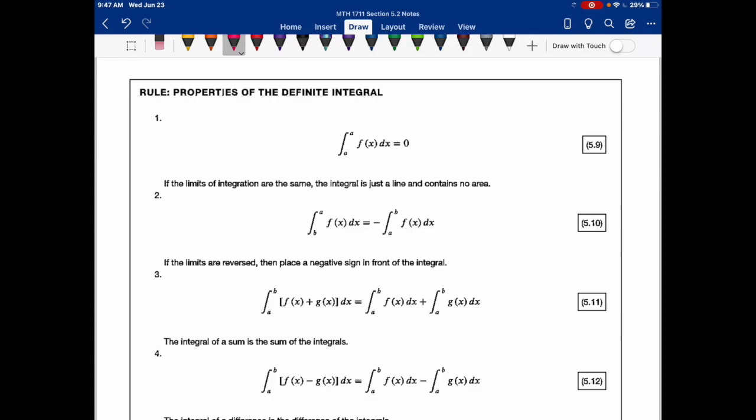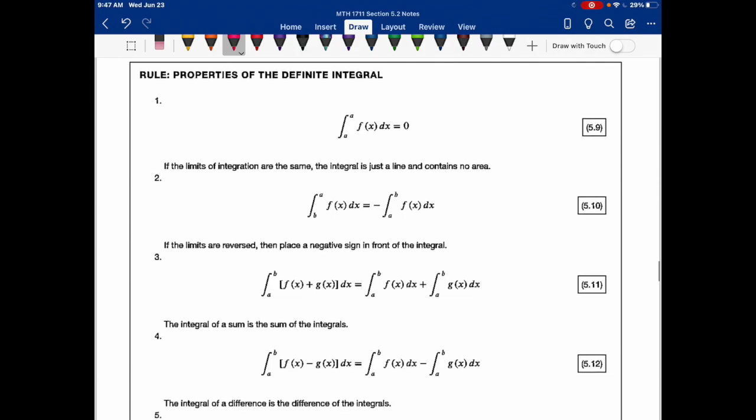Okay, now let's look at the properties of integrals. This applies to indefinite and definite integrals. And later we're going to use these to manipulate expressions to evaluate the integrals with the shortcut method. Okay, so the first property says if the limits of the integration are the same, then the integral is just a line and it contains no area. So notice my limits of integration is the same point.